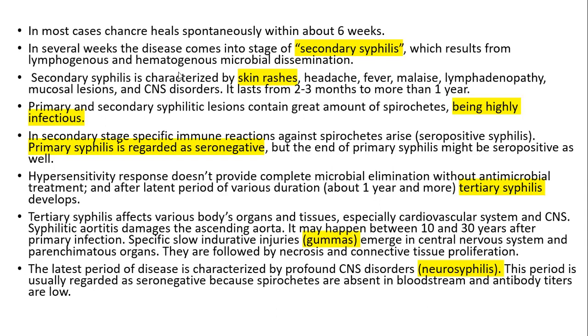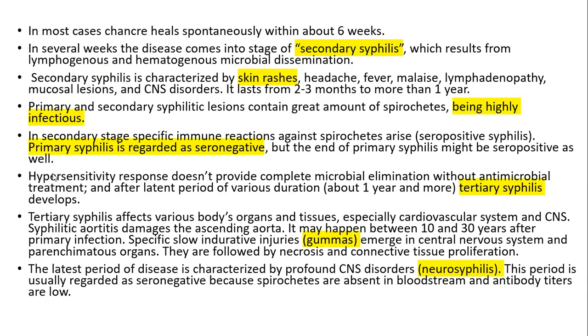Secondary syphilis is a stage with dissemination to the bloodstream. It is characterized by skin rashes, which are because of damage to the skin vessels. Also headache, fever, malaise, lymphadenopathy, mucosal lesions, and sinus disorders, and it lasts from 2 to 3 months to more than 1 or even 2 years.